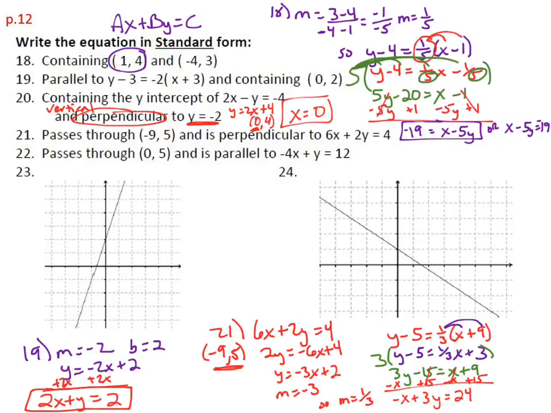Now you want to watch out, because with that negative in front, we're not in true standard form. So if we multiply everything by -1, then we'll have our standard form: x - 3y = -24. And there's our answer for number 21. All right.